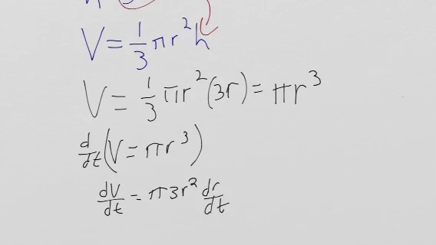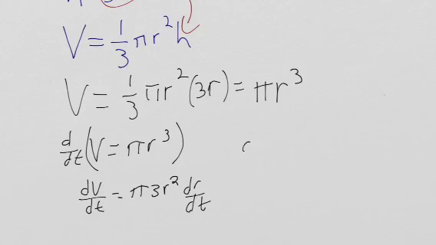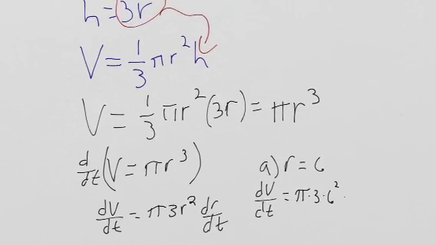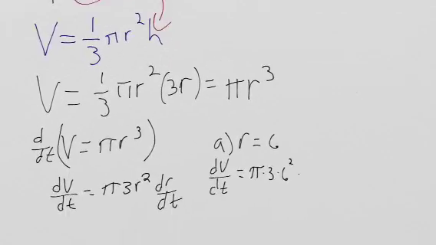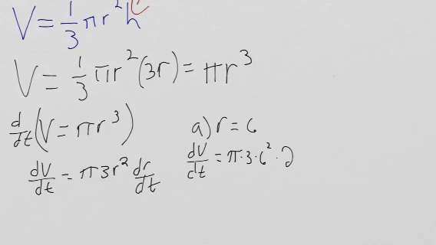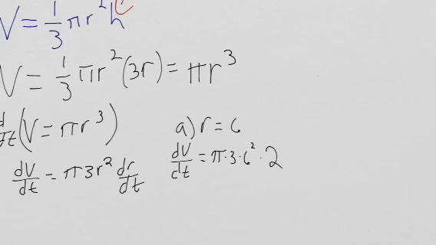So part a says r equals 6. So we have dv dt equals pi times 3 times 6 squared times what's dr dt? dr dt is 2. So we multiply that whole thing by 2. And then we're just going to simplify that. So we'll come back to that. I'm sure the book has this answer in terms of pi. We'll simplify that in a sec.